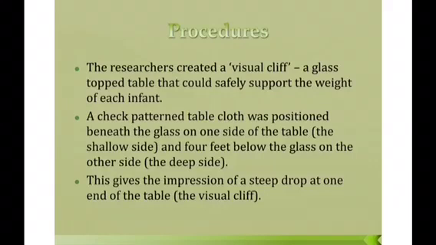So essentially what they did is they created this visual cliff by using a glass-topped table that could safely support the weight of each infant. A check-patterned tablecloth was positioned beneath the glass on one side of the table. That formed the shallow side, and 4 feet below the glass on the other side, which formed the deep side. This gives the impression of a steep drop at one end of the table, which they called the visual cliff.